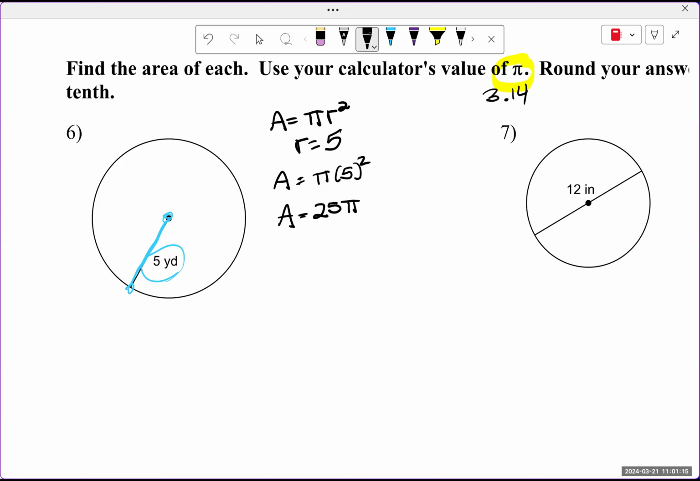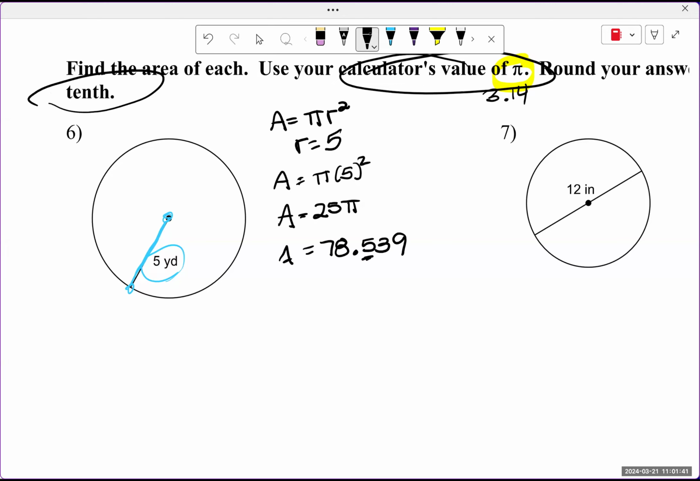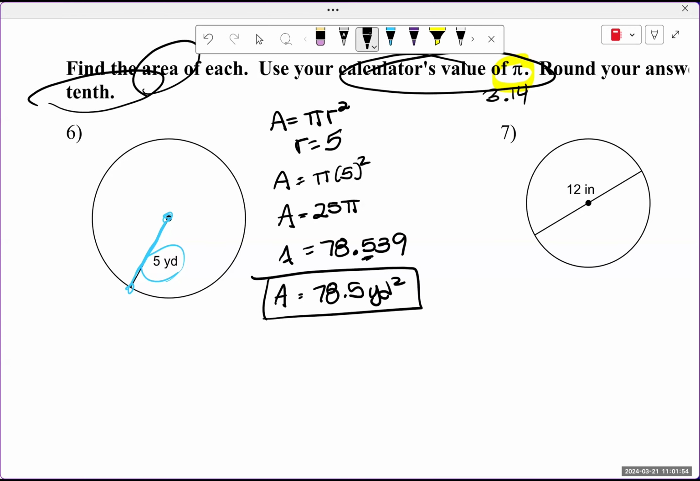Yeah, that would be in terms of pi. But sometimes we're going to use a calculator. So 25 times the pi button, you would get 78.539. Yeah, round to the 10th, 78.5. Oh, wait. Area is always yards squared. Oh, thank you. Awesome.